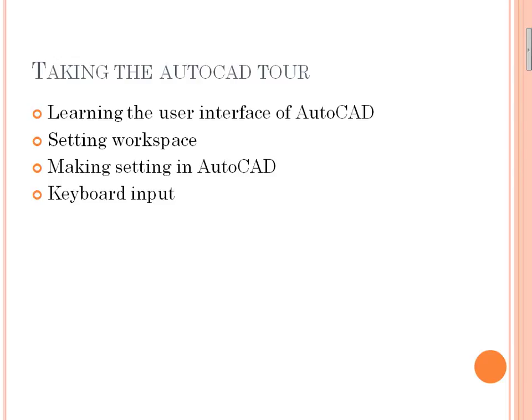So for the first part of AutoCAD, we will take a look at the AutoCAD interface. Nowadays, AutoCAD has a new user interface with ribbons and panels, so you can find the commands easily. For the next part, we will learn how to set up the workspace and make settings in AutoCAD using the options command, as well as using keyboard input to call out commands.